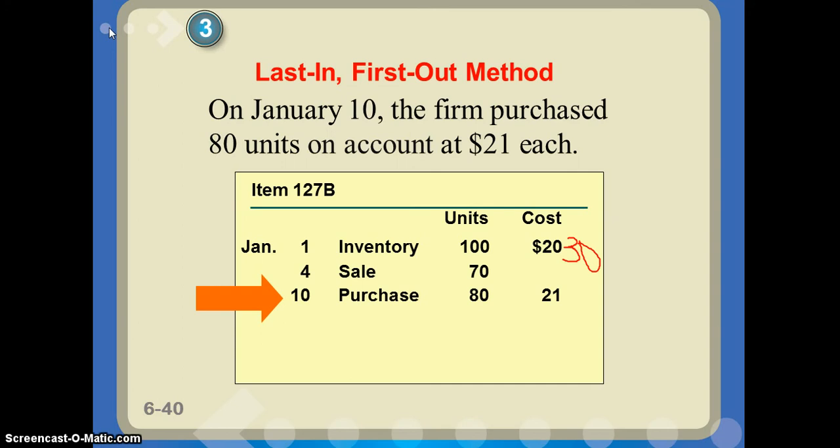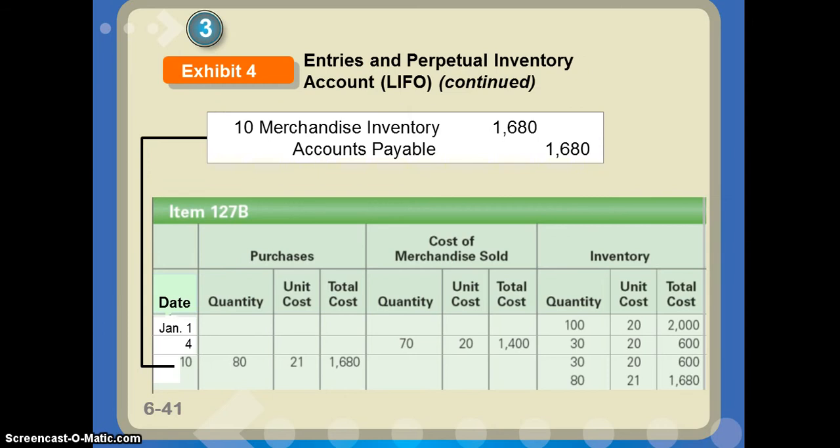Now that you've tried your journal entry, let's see if you're correct. Merchandise inventory increases with a debit because it's an asset for $1,680, and our accounts payable liability increases with a credit of $1,680. You'll notice again, we have our chart here at the bottom: the dates of what's happening, quantity, costs, total costs. We have cost of merchandise sold as well when we make a sale, and keeping track of our inventory in total.